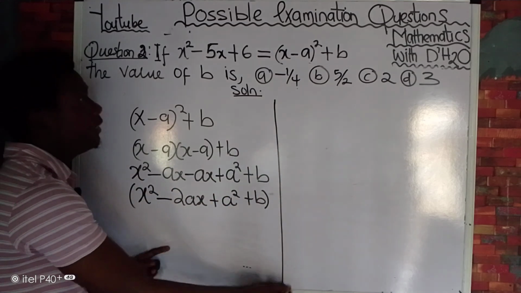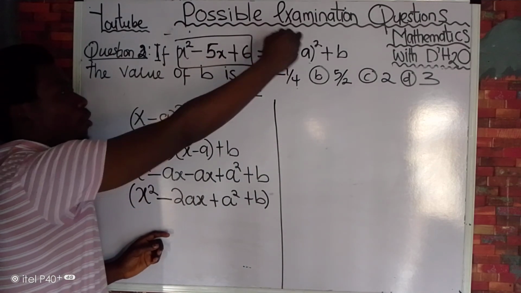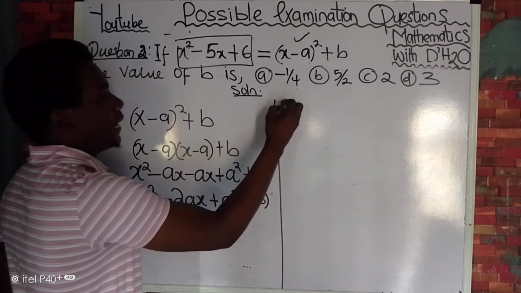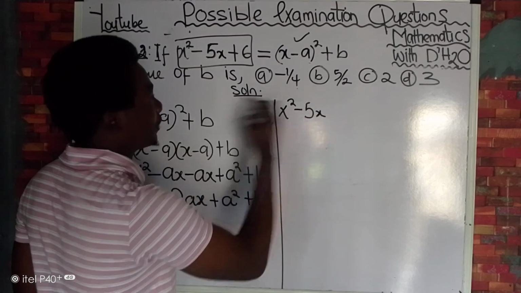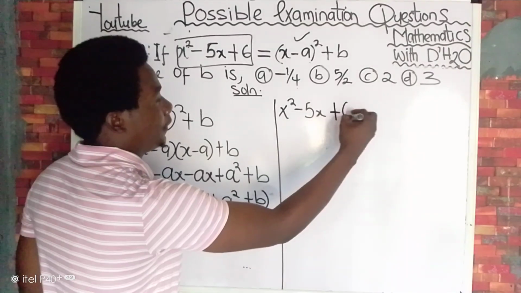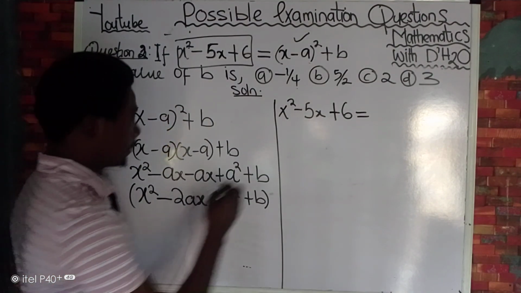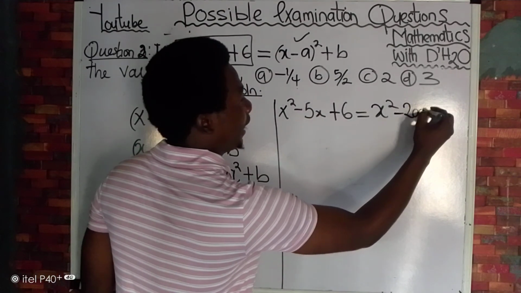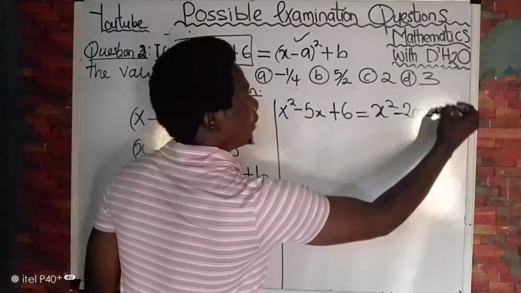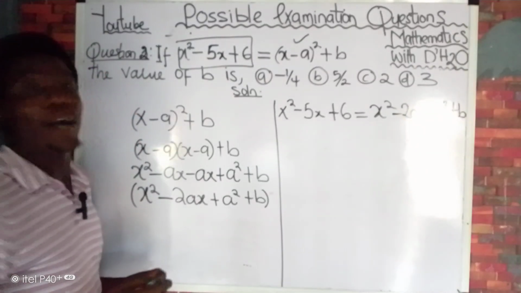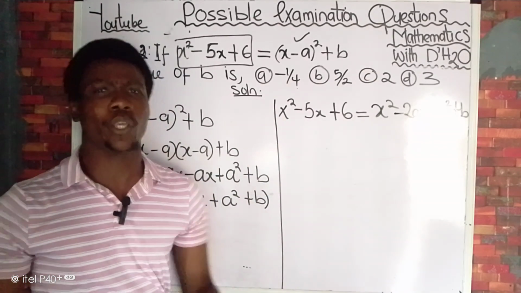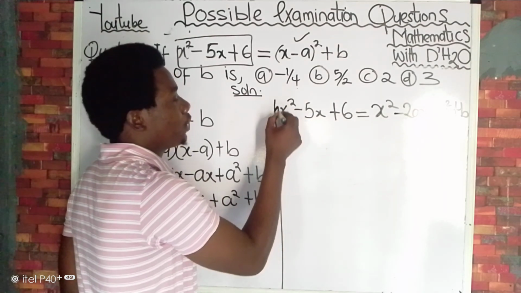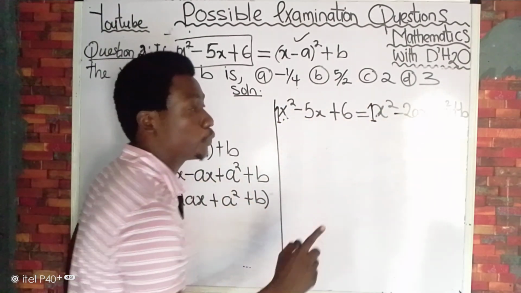Now we are going to compare the equation, which is this one, to this one. So let's do it quickly, because they said that x squared minus 5x plus 6 is equal to, look at it, x squared, that's this one that we have, minus 2ax plus a squared plus b. This is what we have. So we are going to compare this one to this. How do we compare it? Very easy. This one has x squared, this one has x squared. The coefficient here is 1. The coefficient here is also 1.